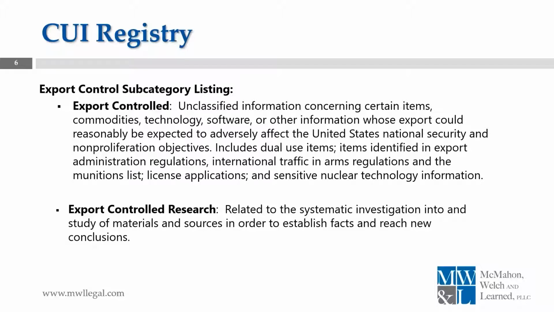It can also include dual use items, any items that are identified in the Export Administration Regulations, the ITAR, the International Traffic in Arms Regulations, the munitions list, any license applications, and any sensitive nuclear technology information. There's a second category, which we really aren't going to discuss, which is export controlled research.